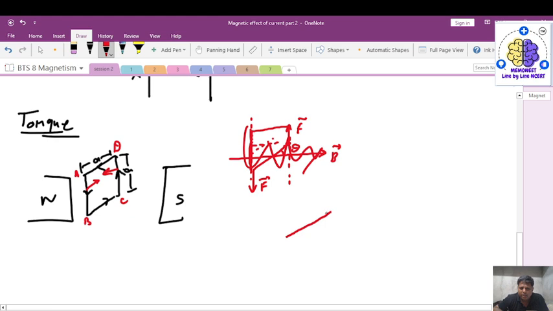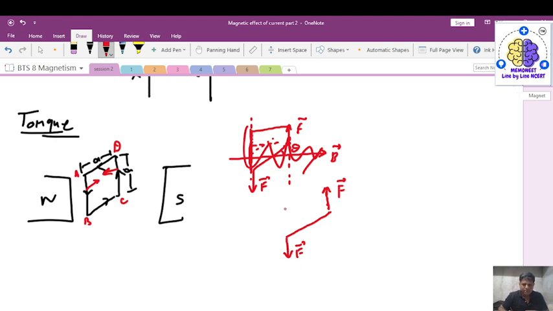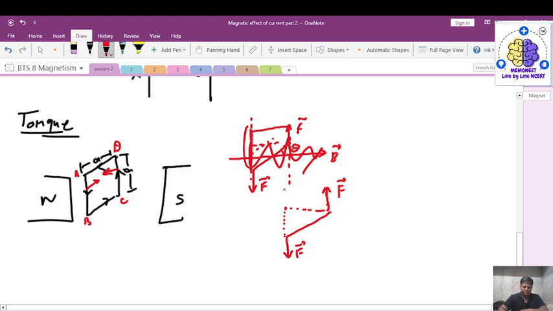If this is the coil, this is one of the forces F, and this is the other force F, right? Then, joining this, if this is the vertical and this angle is theta, the magnetic field is in this direction. Let's say the magnetic field is in this direction. This is magnetic field B.